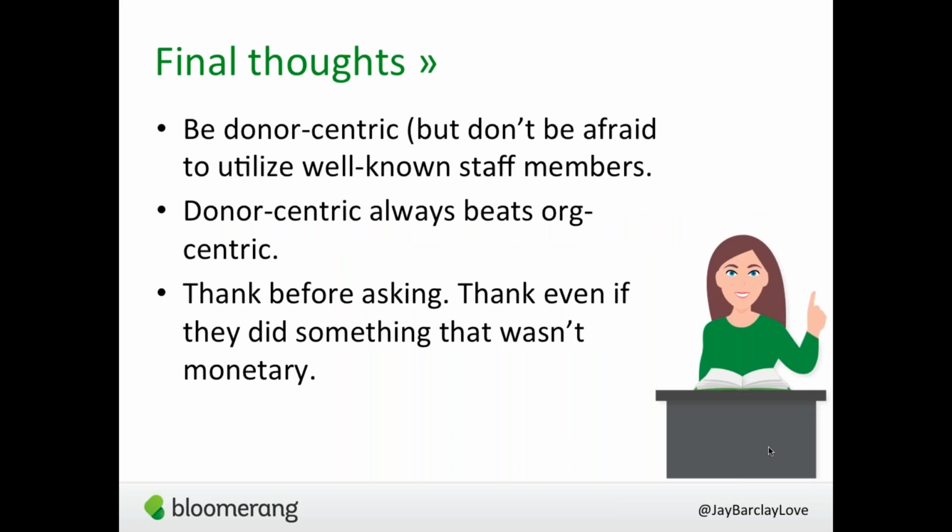So some final thoughts. Overall, you want to be donor-centric, but don't be afraid to utilize very well-known staff members or people that are involved with providing the impact for your mission. Donor-centric always beats organization-centric. And keep in mind that thanking before asking is not a bad idea. It gives you a chance to do that for someone that's been a previous donor, or even someone that's been a volunteer or been involved in some other capacity. Thanking them for that involvement always leads to a stronger and tighter relationship.